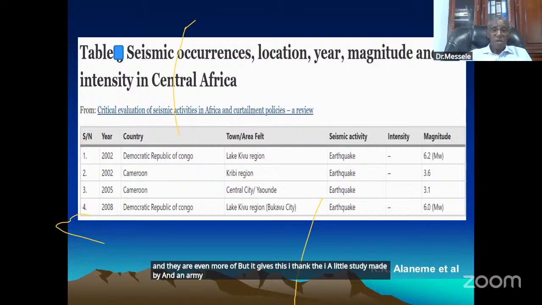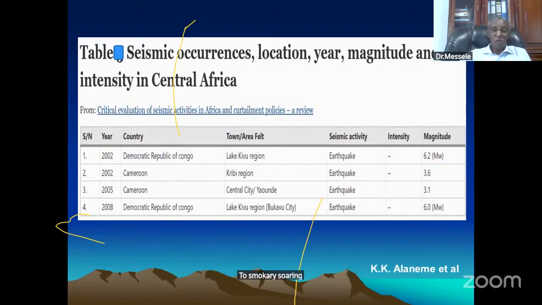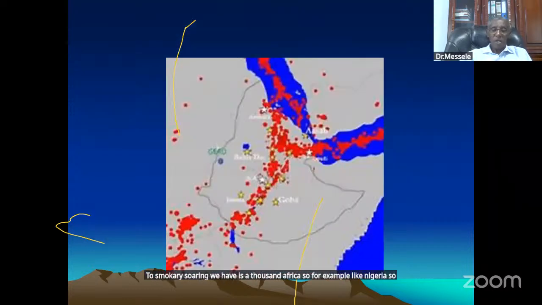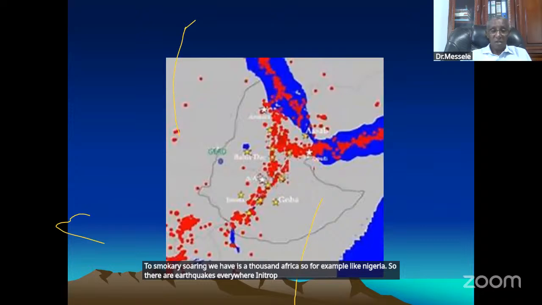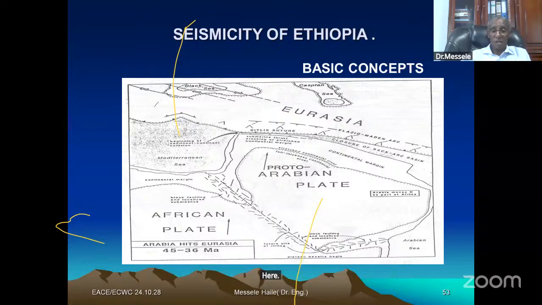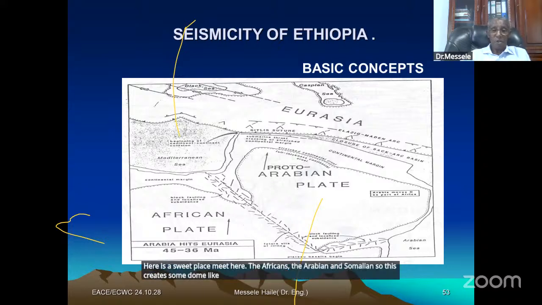There are also some earthquakes in Central Africa. It is occurring. So we have them in Southern Africa, for example, like Nigeria. So there are earthquakes everywhere. In Ethiopia, it is concentrated in this area. We have the plates here. The three plates meet here: the African, the Arabian, and the Somalian. So this creates some dome-like motion, a triple junction. Many earthquakes occur in that area.